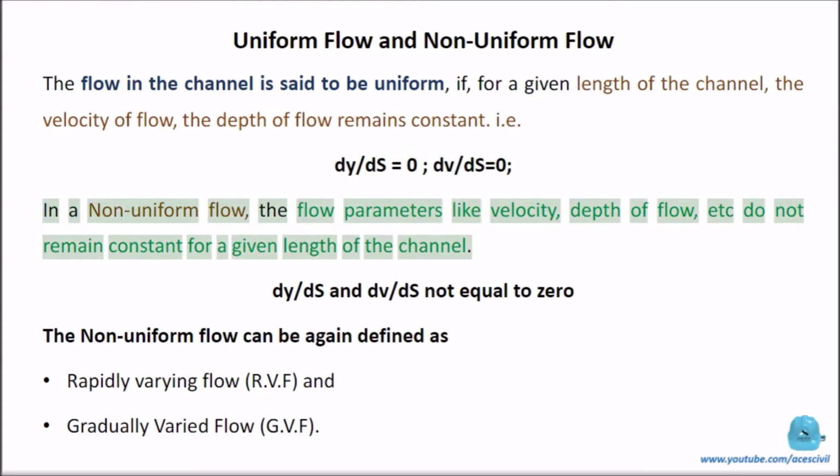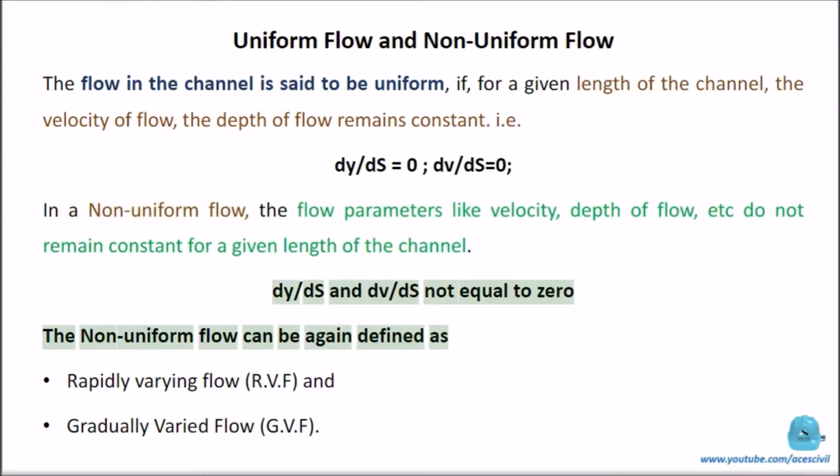In a non-uniform flow, the flow parameters like velocity, depth of flow, etc. do not remain constant for a given length of the channel. dy/ds and dv/ds not equal to 0. The non-uniform flow can be again defined as rapidly varying flow, RVF, and gradually varied flow, GVF.